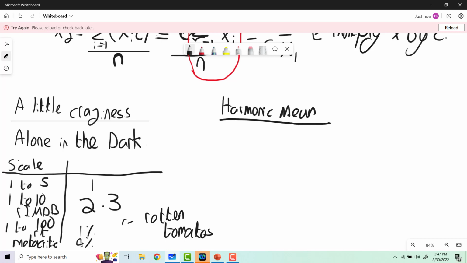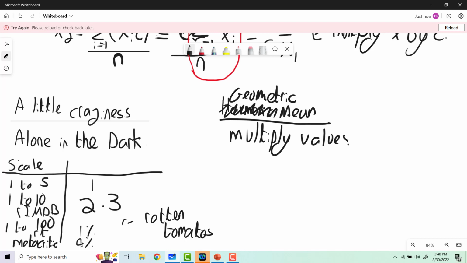is we multiply values. No, sorry, I'm getting confused. This is the geometric mean. I was getting ahead of myself. So the nice thing about the geometric mean is we multiply values. And here we define, I'm just going to call this x bar g, and it's going to be the product of i equals 1 to n of xi, to the power of 1 over n.